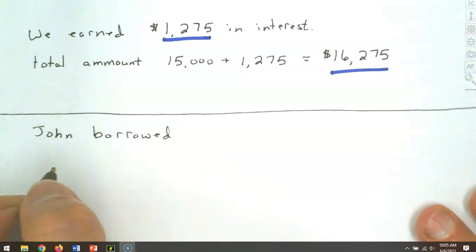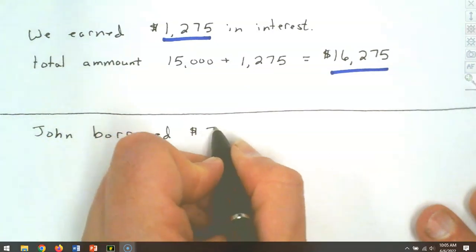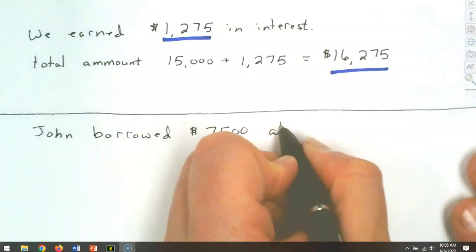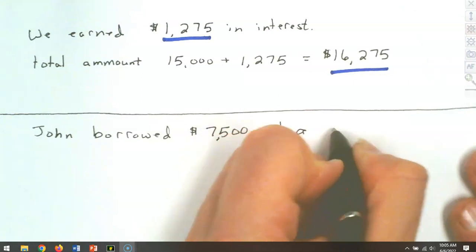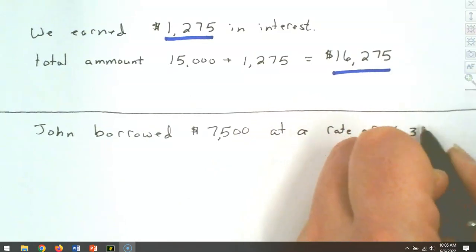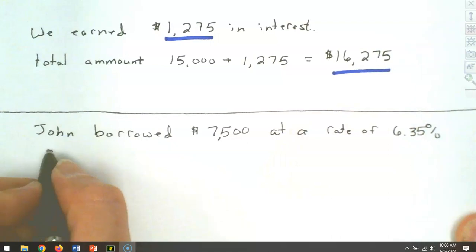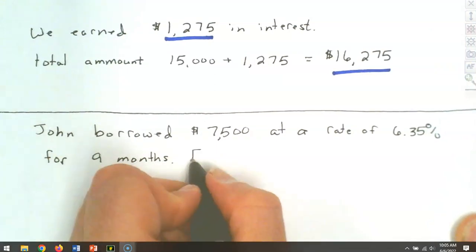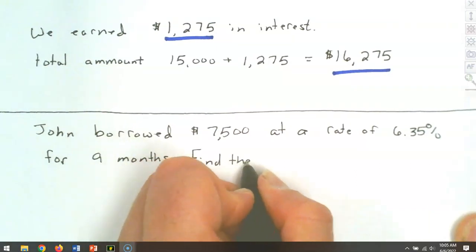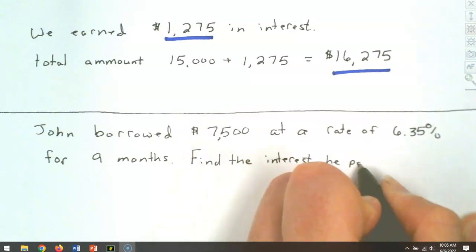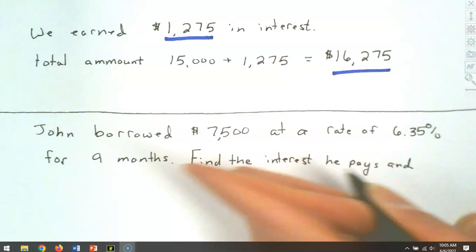Okay. So let's say John borrowed $7,500 at a rate of 6.35% for, let's say, 9 months. Find the interest that he pays and the total amount.